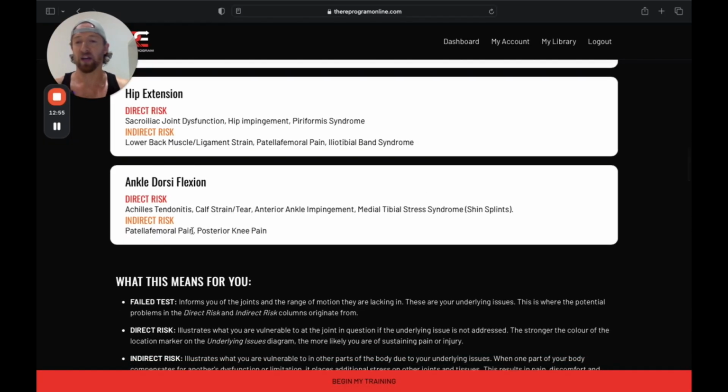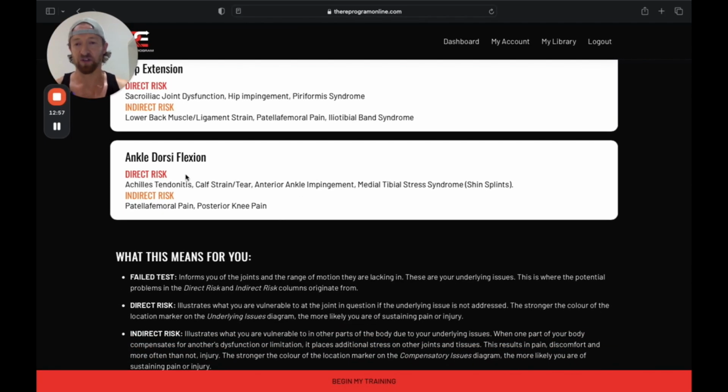So yeah, and then ankle dorsiflexion on the ankles, pretty obvious stuff. Calf strain, tear, ankle impingement, medial stress syndrome because we don't have that dorsiflexion necessary. You're going to see that when you try and do things like squats, lunges, particularly the split squat.